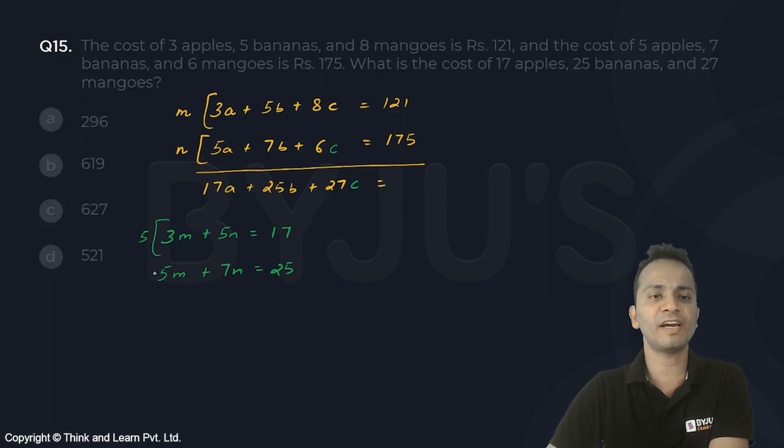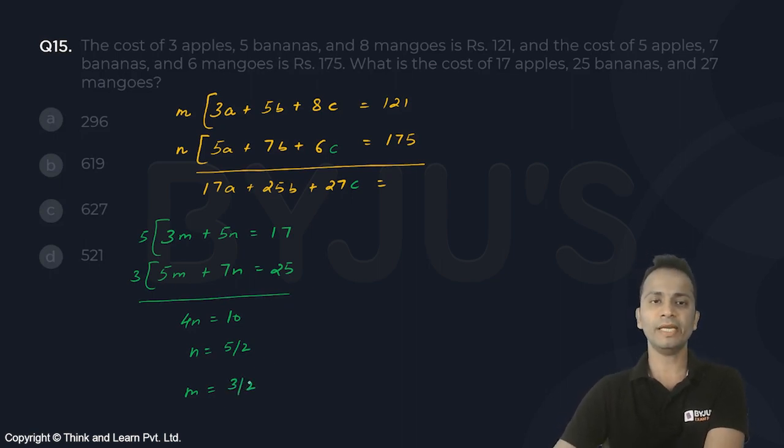So multiplied by 5, multiplied by 3. So 25 minus 21, that is 4n is equal to 85 minus 75, that is 10. So the value of n comes out to be 5 upon 2. Now substituting the value of n in any of these equations, I'll get the value of m. So 17 minus 25 by 2, that is 9 by 2, so 3 by 2. So the value of m will be 3 by 2.